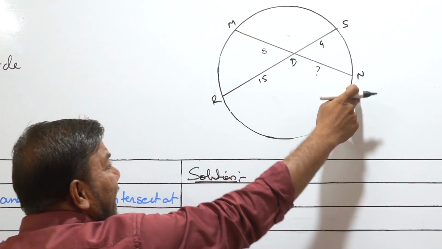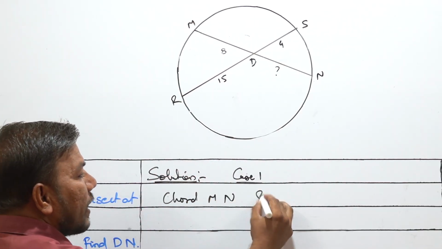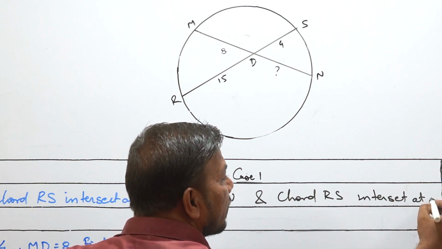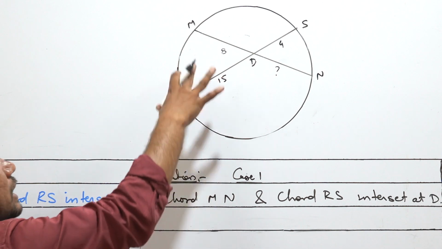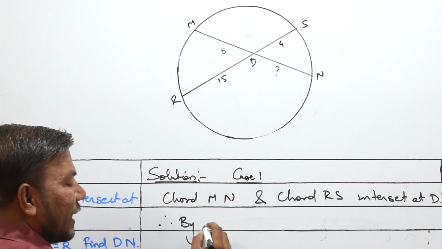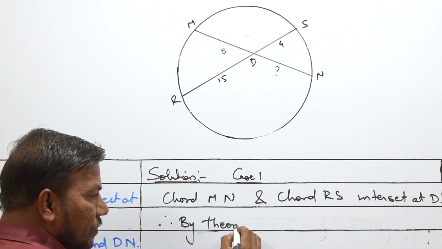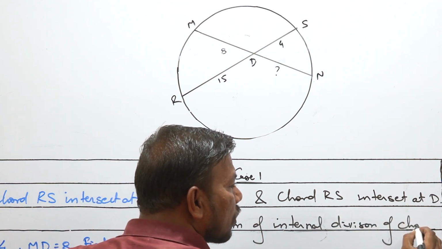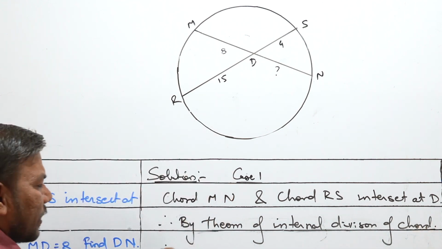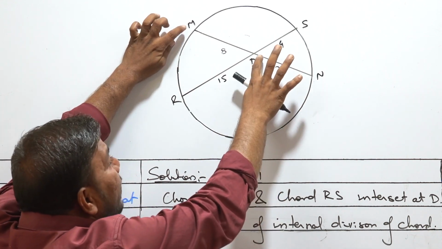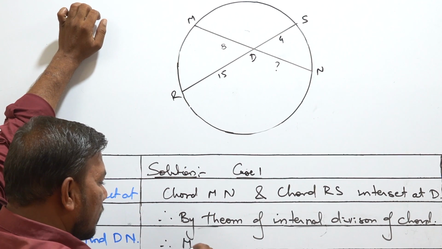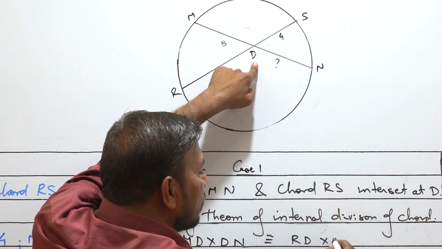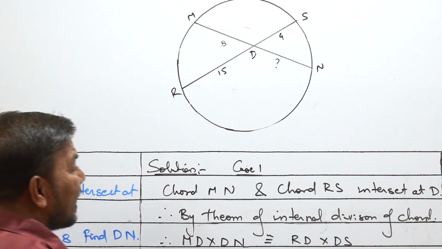Okay. So tell me, what is MN? Chord MN and chord RS intersect at D, which means it is internal division of the chords. Therefore, by the theorem of internal division of chords, it is very simple. Where did the chords intersect? At D. So MD into DN will be equal to RD into DS. We will substitute the values. It is a simple understanding.